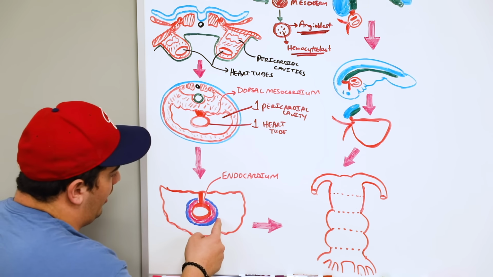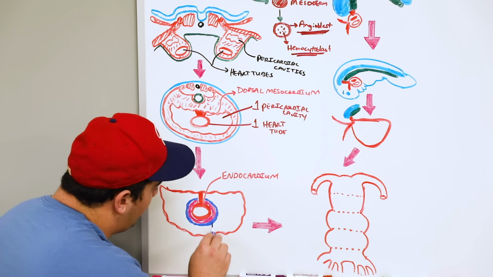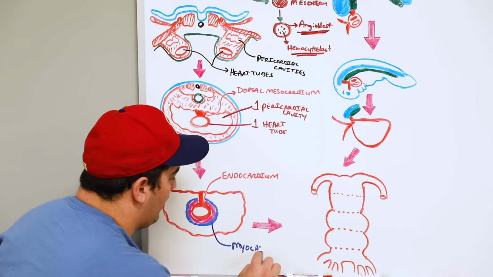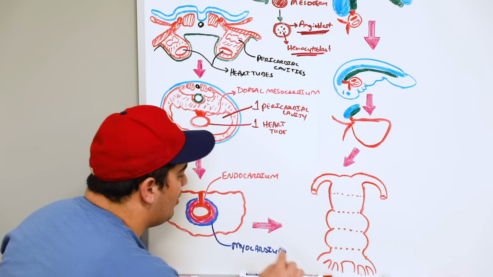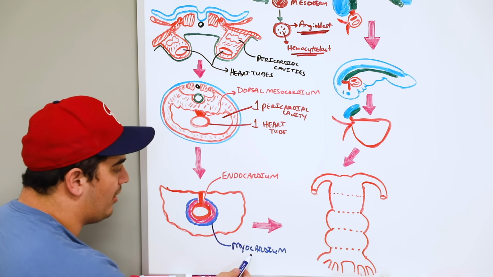On the outer part here, this blue layer is called the myocardium. This is called your myocardium. And your myocardium is actually developed from cardiac myocytes. So this is cardiac myocytes.